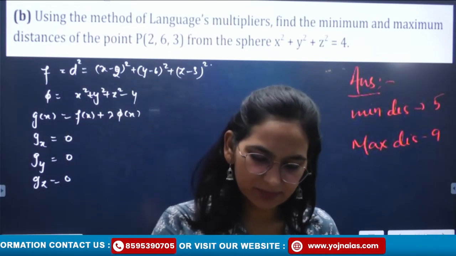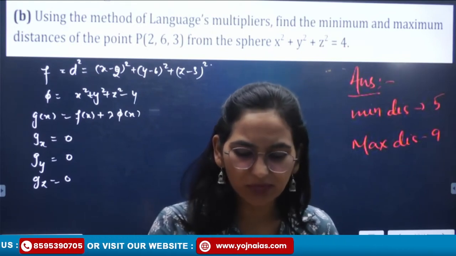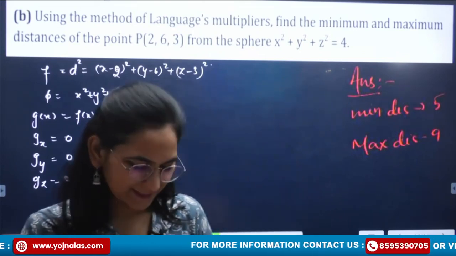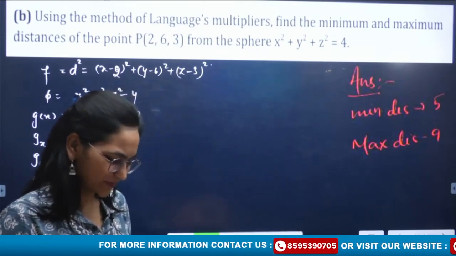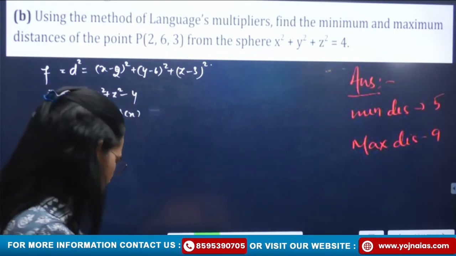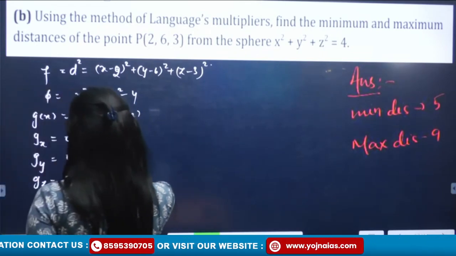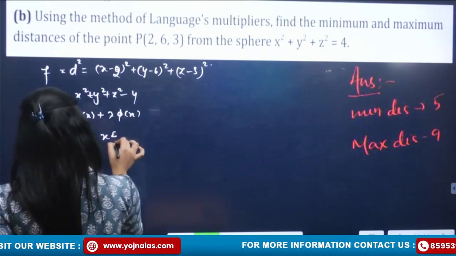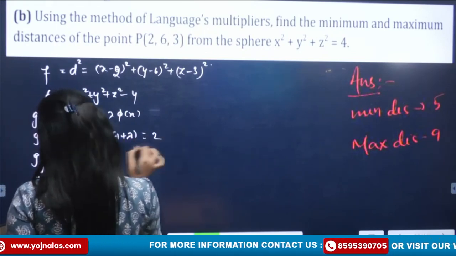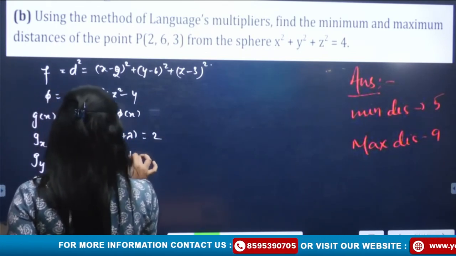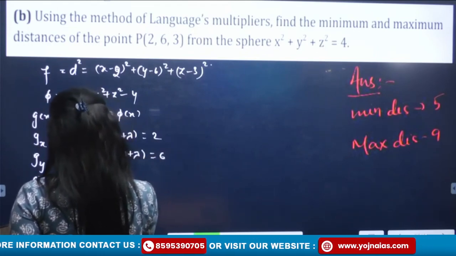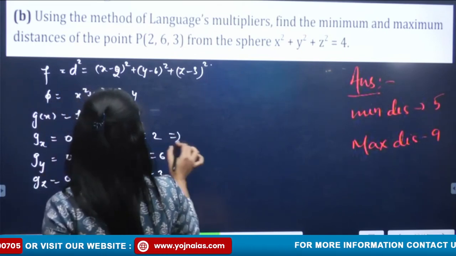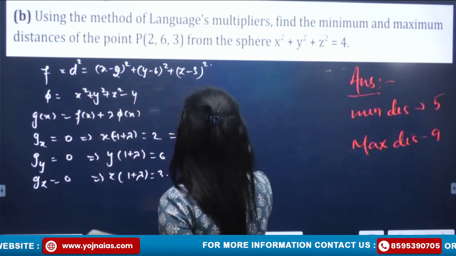And after doing this, what you will get is, let me write directly because this is very basic. You can do the calculations. I'll assume, yes, you people can do it. I have that much confidence in you. So this is going to be, let me write directly, g of x is equal to 0. This would give you x into 1 plus lambda is equal to 2, then y into 1 plus lambda is equal to 6, and z into 1 plus lambda is equal to 3. And from here we get x in the form of lambda, that is x equals 2 over 1 plus lambda.